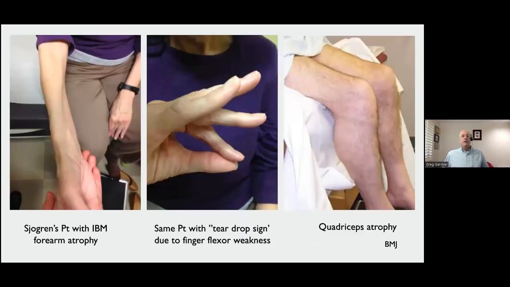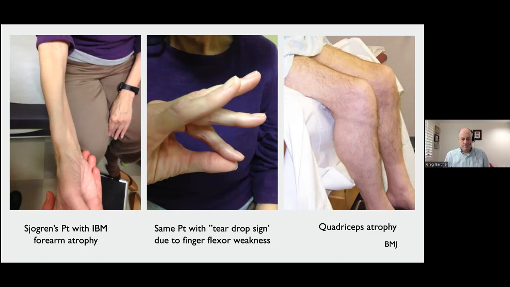So here's one of my patients. She actually has Sjogren's syndrome, and we wrote a paper on the coexistence of Sjogren's and IBM. This patient has a classic teardrop sign in the middle there. She can't make an O with her fingers because her finger flexors are too weak. And here's a picture of somebody from the British Medical Journal showing you the quad atrophy, so typical of this disease. Can you see the forearm atrophy in this patient as well?